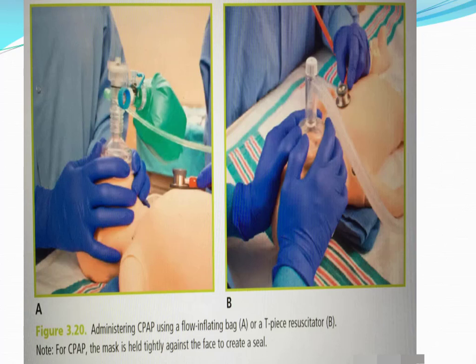This is called a T-piece. There is an opening on the top. You need to close it with your finger so that it will give pressure.